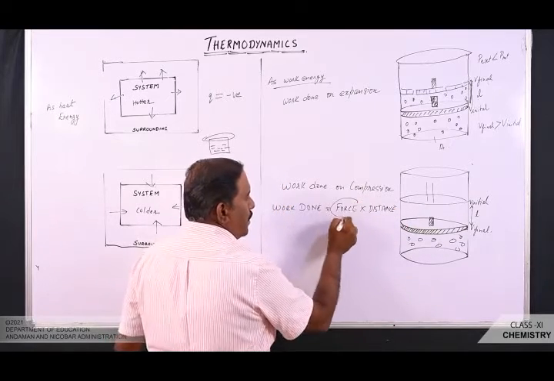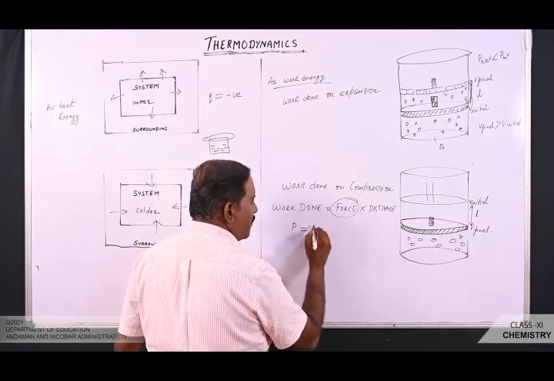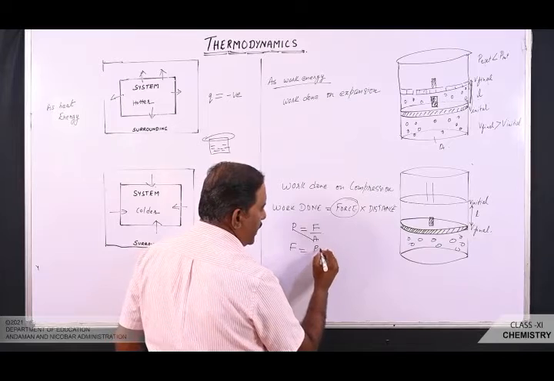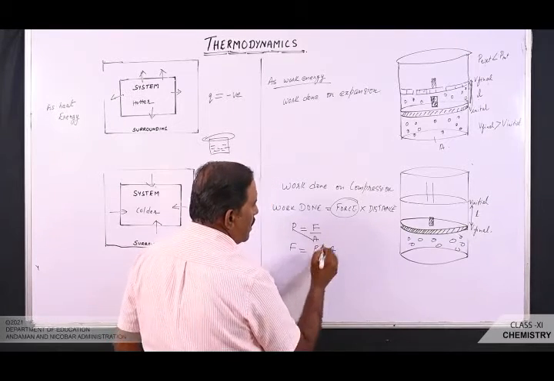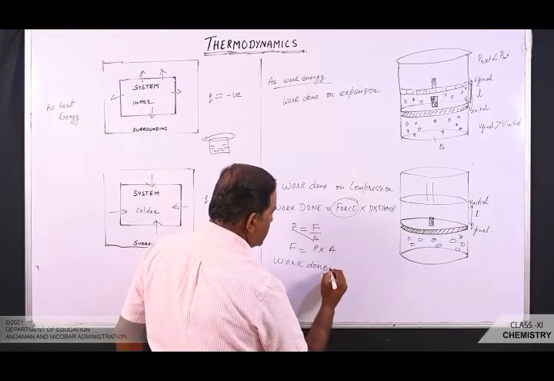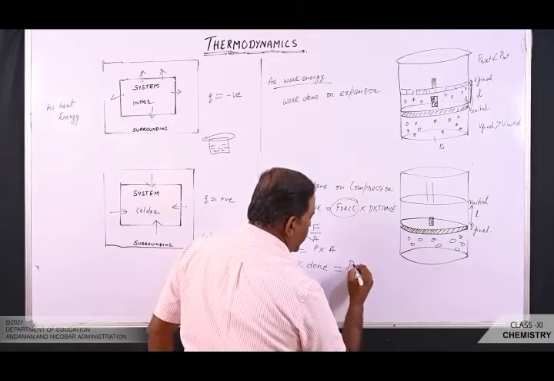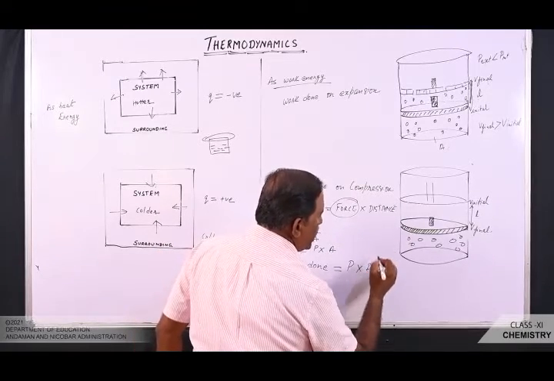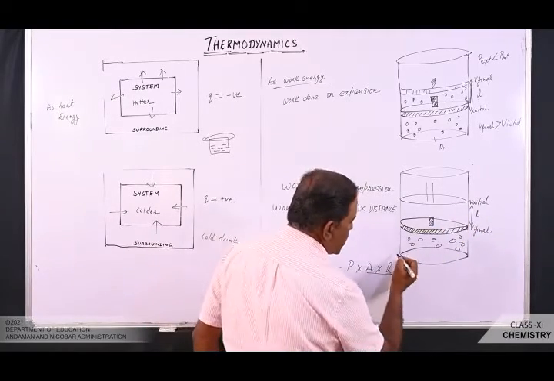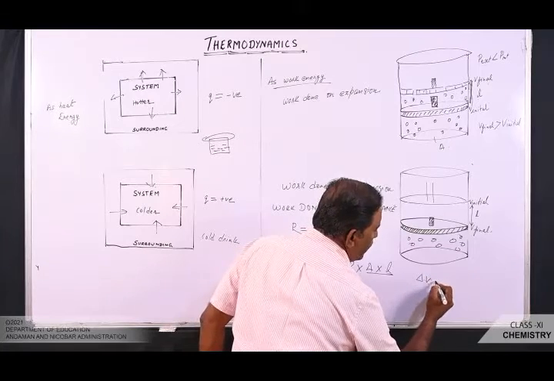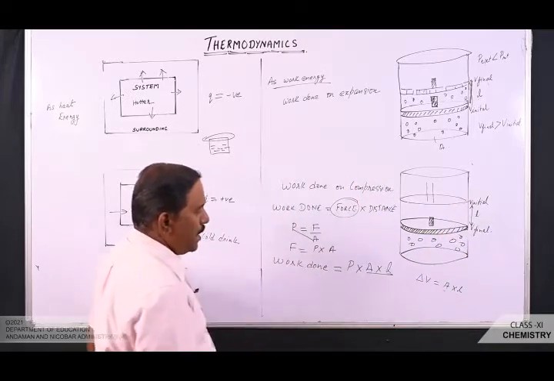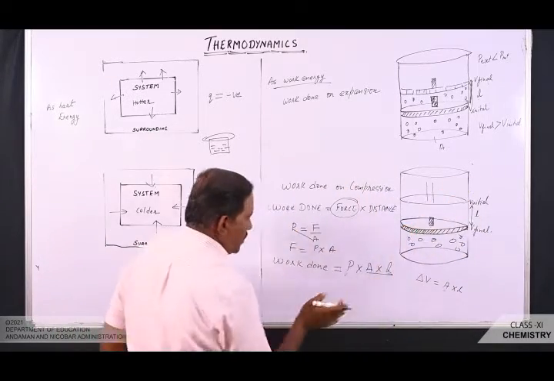Now this force can be written from pressure is equal to force by area, so force is equal to pressure into area. I will substitute this. So work done is equal to pressure into A into distance. Distance is L. This is nothing but the change in volume, so I can write del V as A, area of cross section, into L, the length. The change in volume takes place.